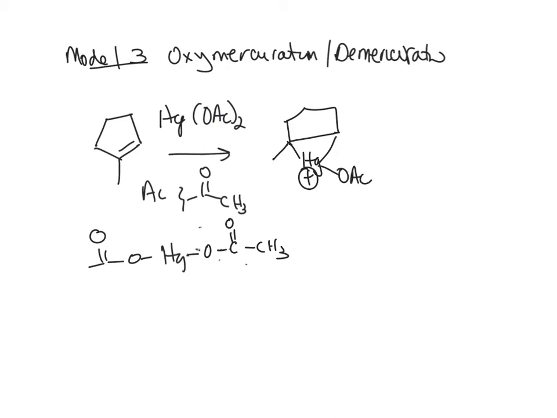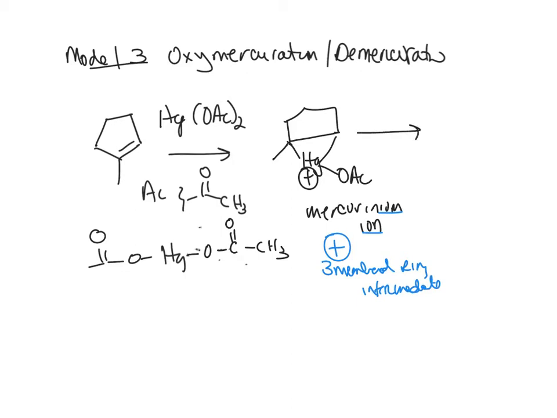And then one of the acetates falls off. This is called the mercurinium ion. Anytime you have the mercurinium ion, it's always going to be a positive three-membered ring. You're going to see this intermediate, and you'll see this over and over.